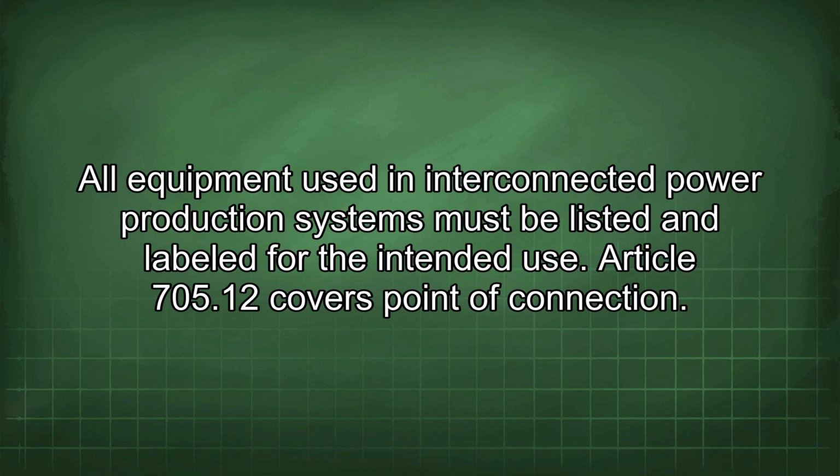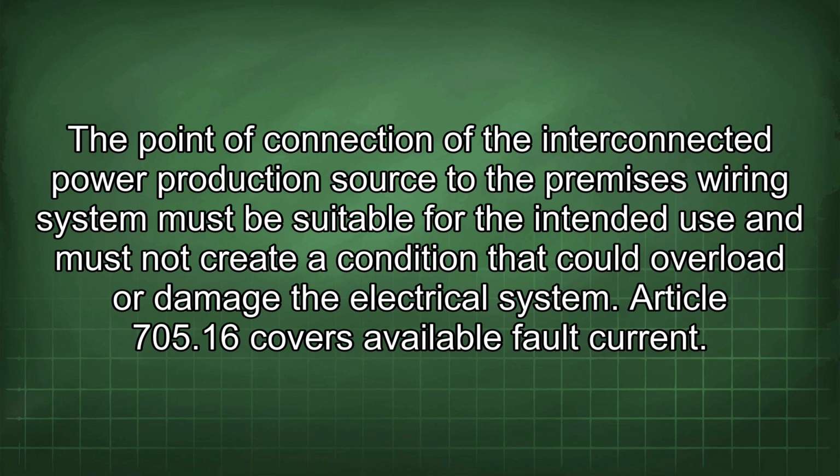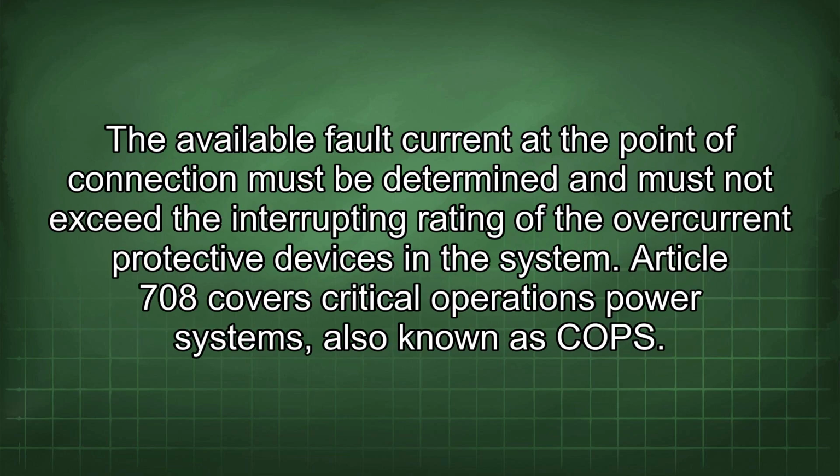Article 705.12 covers point of connection. The point of connection of the interconnected power production source to the premises wiring system must be suitable for the intended use and must not create a condition that could overload or damage the electrical system. Article 705.16 covers available fault current. The available fault current at the point of connection must be determined and must not exceed the interrupting rating of the overcurrent protective devices in the system. Article 708 covers critical operations power systems, also known as COPS.